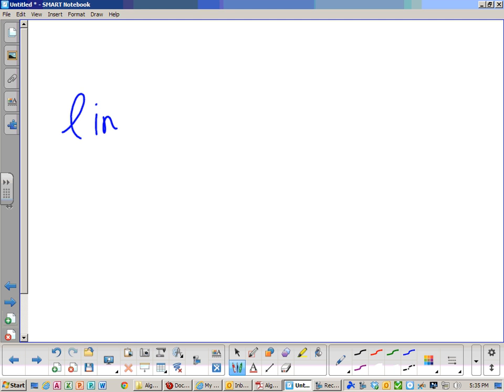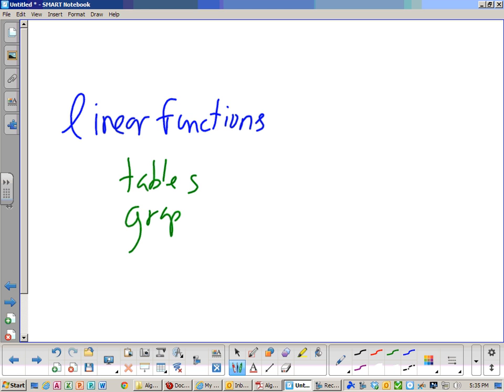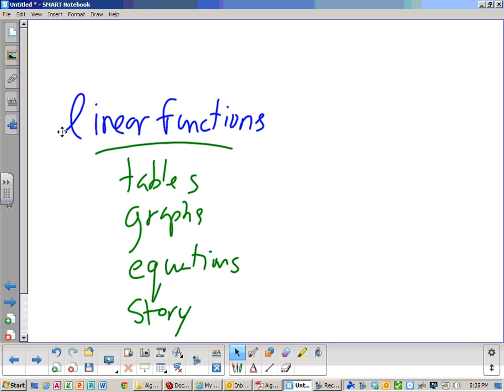Well, linear functions can be represented in several different ways, which includes tables, graphs, equations, and even stories. A story could be a linear function. It could be a linear relationship. So we're looking at linear functions.